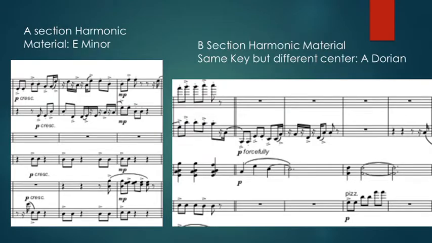You look at the A section material here pictured on screen. We're going to start in E minor solidly. We're going to move to the B section. We're going to make a key shift. However, we're not going to move any accidentals. Key signature is going to be the exact same.